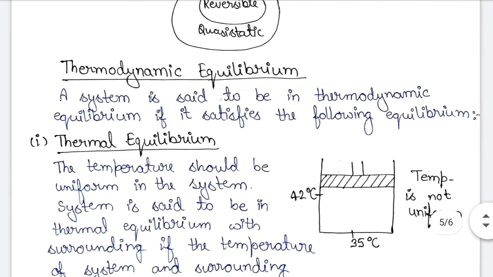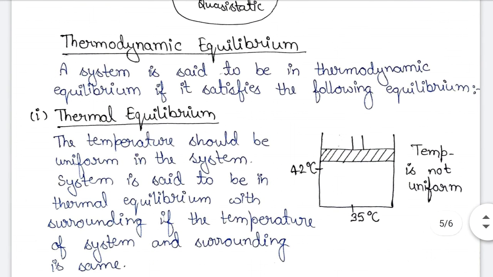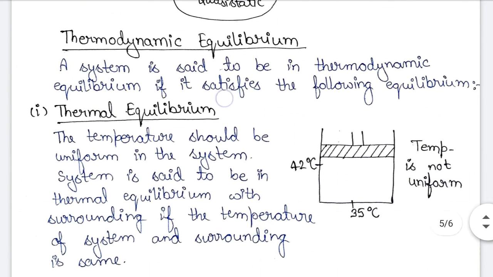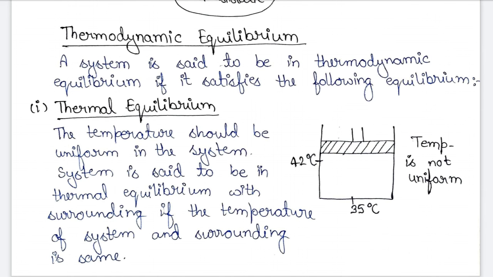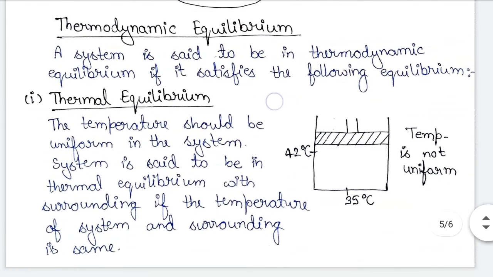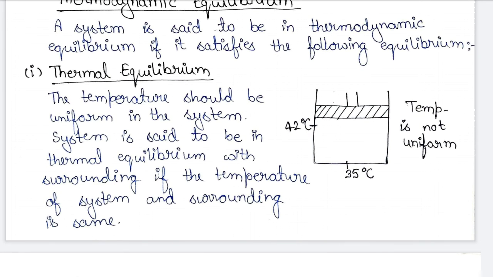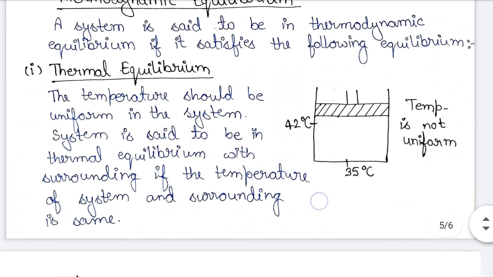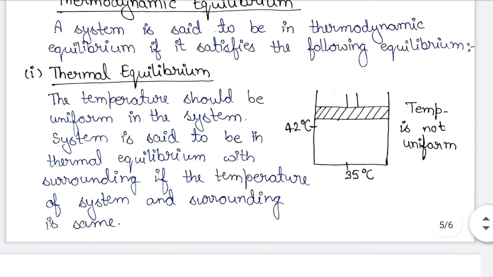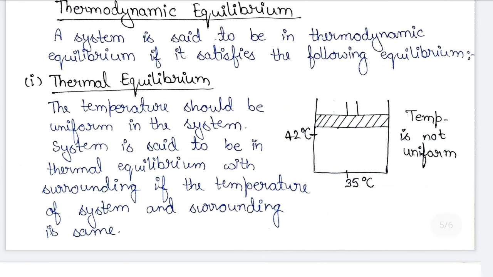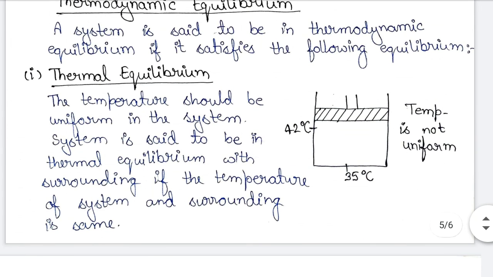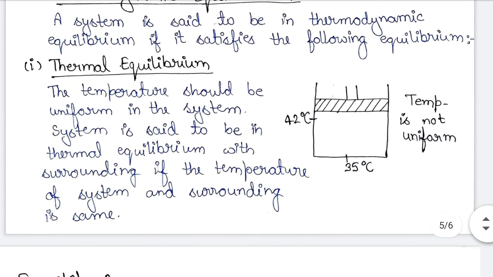Okay, now we will see about thermodynamic equilibrium. A system is said to be in thermodynamic equilibrium if it satisfies the following types of equilibrium. The first one is thermal equilibrium. In the system, there will not be any temperature difference. That means temperature must be uniform throughout the system. So here you can see in the diagram that below there is 35 degrees C temperature and above there is 42 degrees C. So this is not thermal equilibrium.